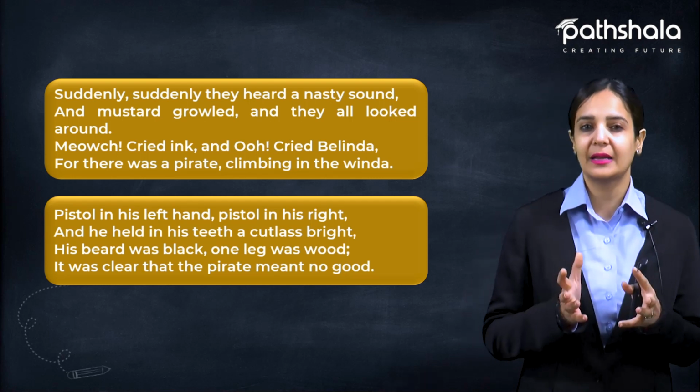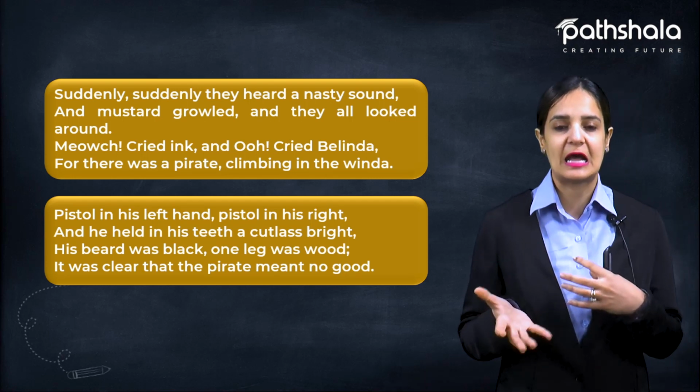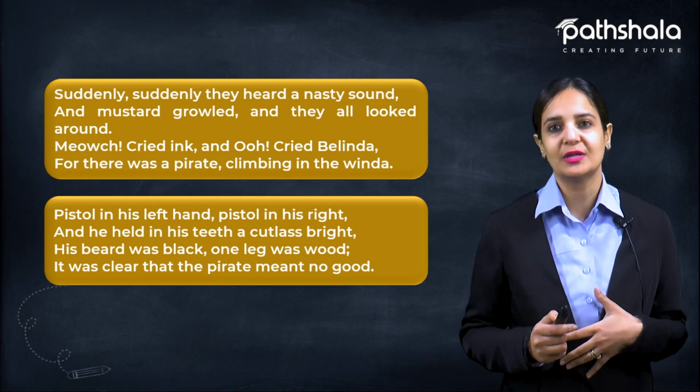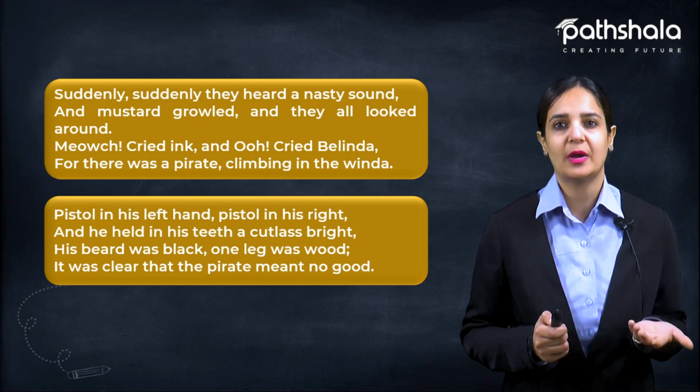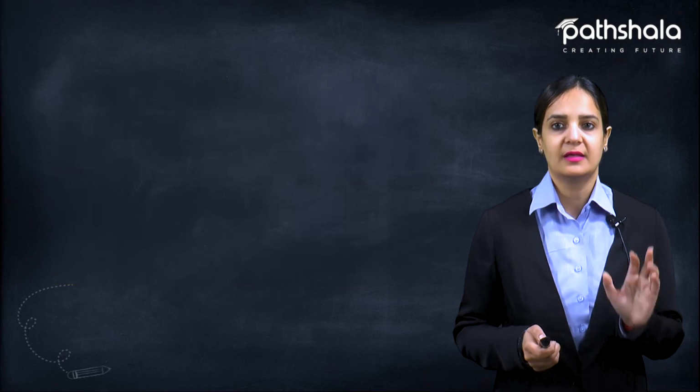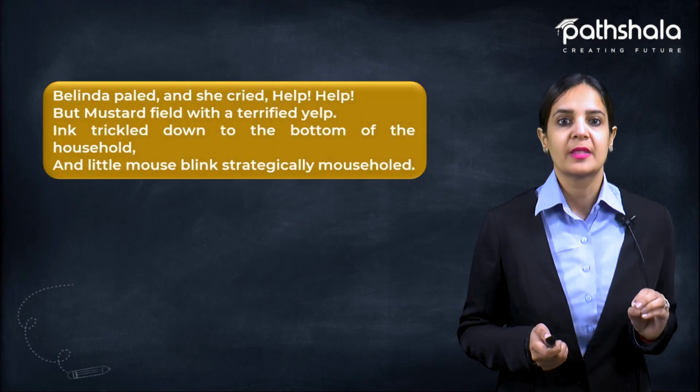Seeing the pirate with pistols and a wooden leg and such a structure, it was very clear that the pirate had not come to do any good to these people. The pirate had no intention of doing any good, but had come with some wrong motive.